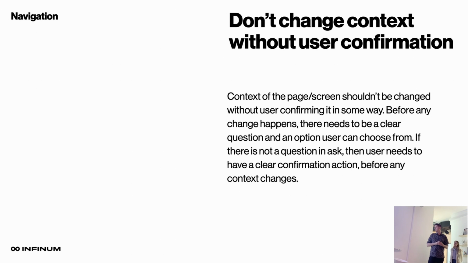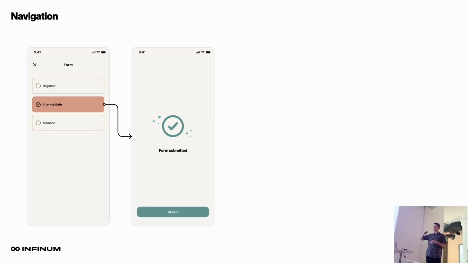The next thing is not to let users change context without confirmation. We have an example here. Let's imagine it's a quiz or it's a form or something like this. And this happens. When you press intermediate level, the form is submitted. Or it goes to the next level. What do you think is wrong here? What isn't right?